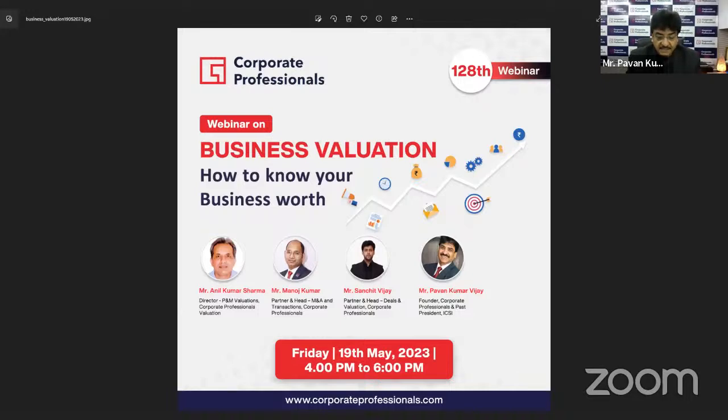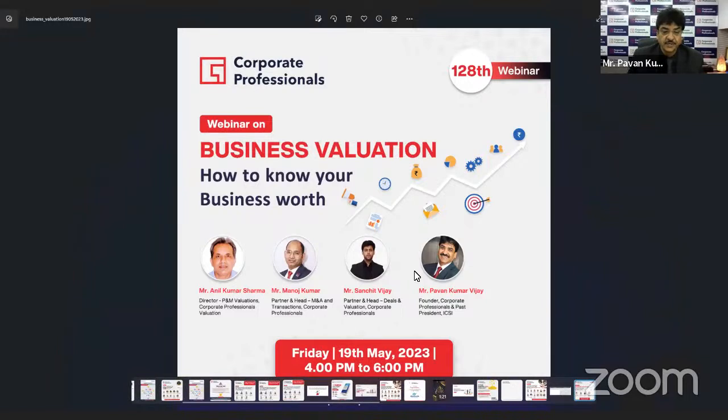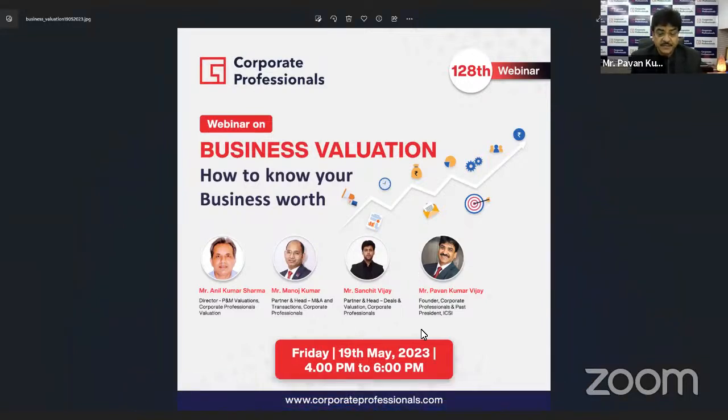These speakers will discuss, and the structure will be like this. First, Sanchit Vijay will speak, then Manoj will speak, and then Anil Kumar Sharma will speak about plant and machinery valuation, because he is an expert in that area and a registered valuer in it. So today, all these people, who deal day and night with these types of valuation clients, will share their views.